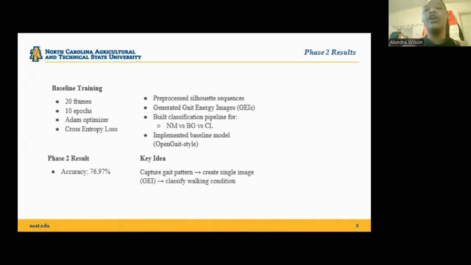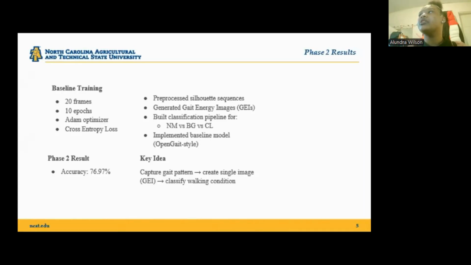In phase two, our main objective was building and validating a working baseline pipeline. The baseline training configuration used 20 frames per sequence, 10 training epochs, the Adam optimizer, and cross entropy loss. The pre-processing pipeline standardized silhouette sequences and generated gait representations that could be passed into the CNN model. The classification task focused on distinguishing between the three walking conditions: normal walking, carrying a bag, and wearing a coat.